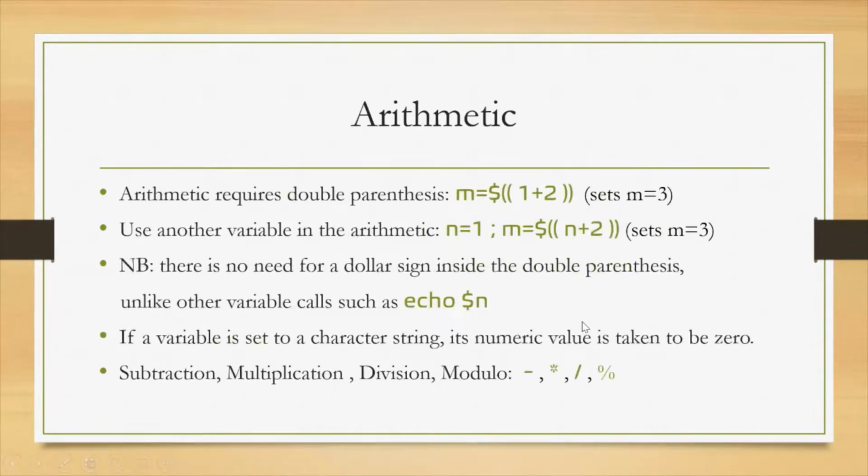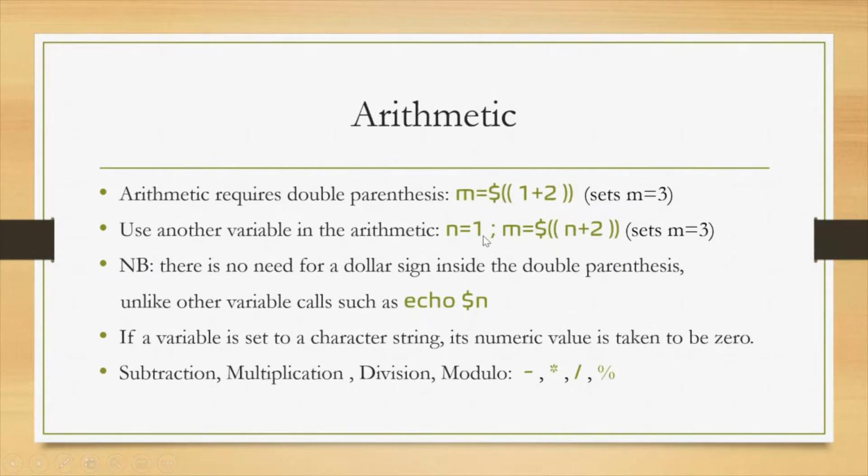Moving on to arithmetic. Arithmetic always needs double parentheses, or these round brackets, and a $ sign. So if I want to assign m to 1 plus 2, I do m equal to, again, no spaces before and after the equal to, $, double parentheses, and whatever function I want here. If I want to use another variable within the arithmetic, I can do so like this.